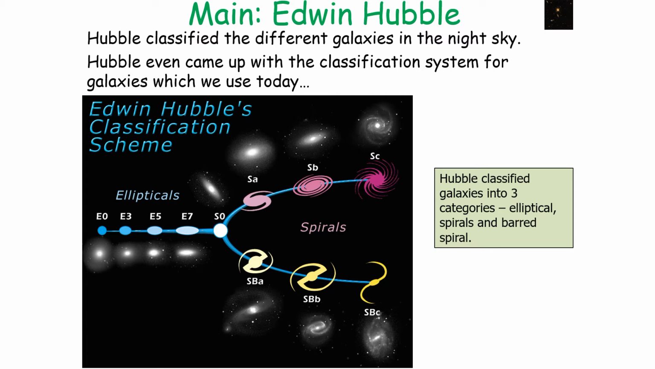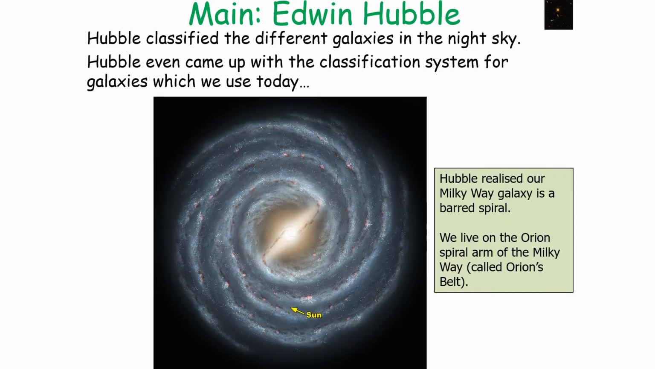So Hubble classified galaxies into three categories: elliptical, spiral and barred spiral. Now our Milky Way galaxy is a barred spiral where we live on the Orion spiral arm of the Milky Way, sometimes called Orion's belt.